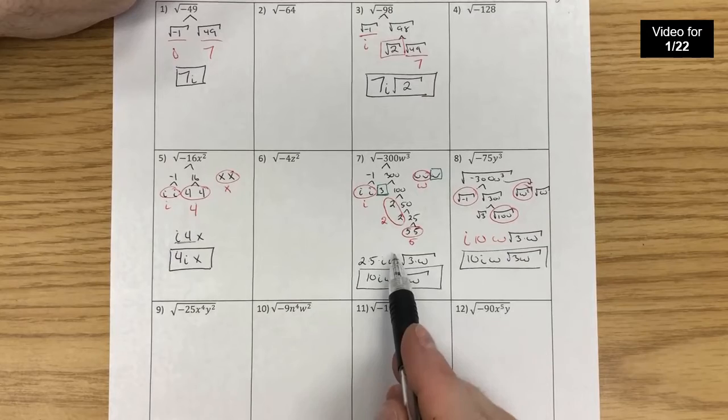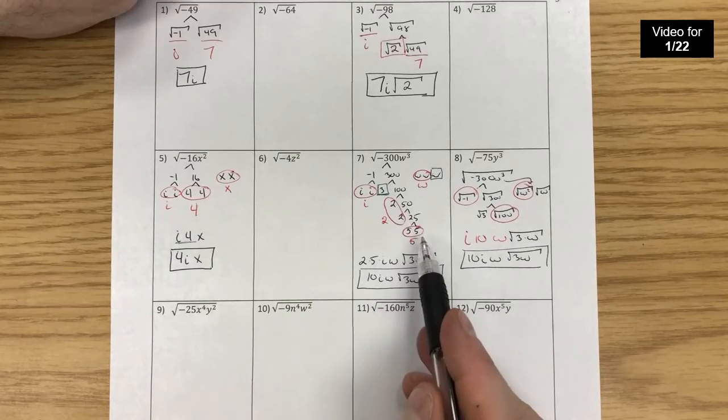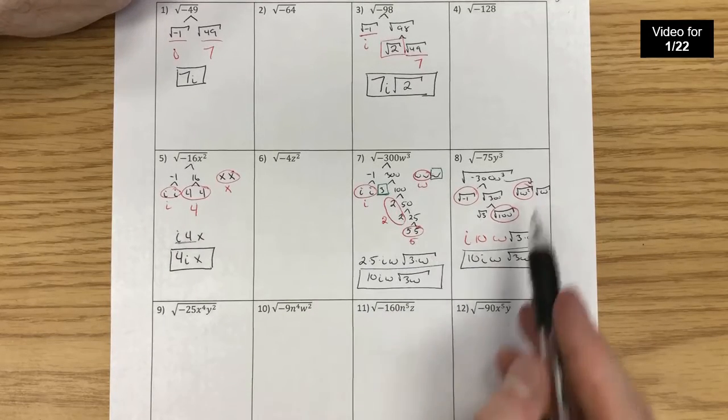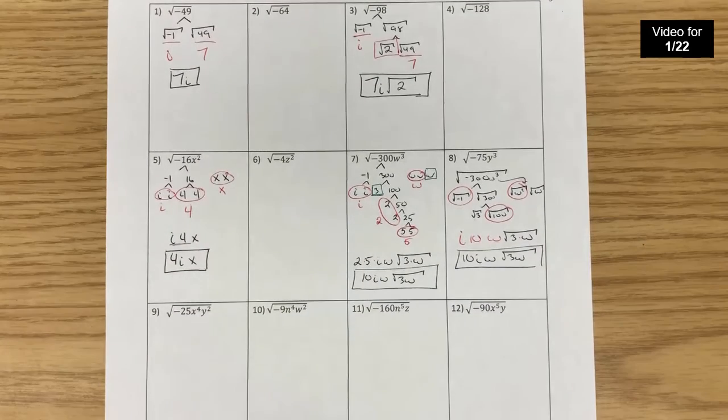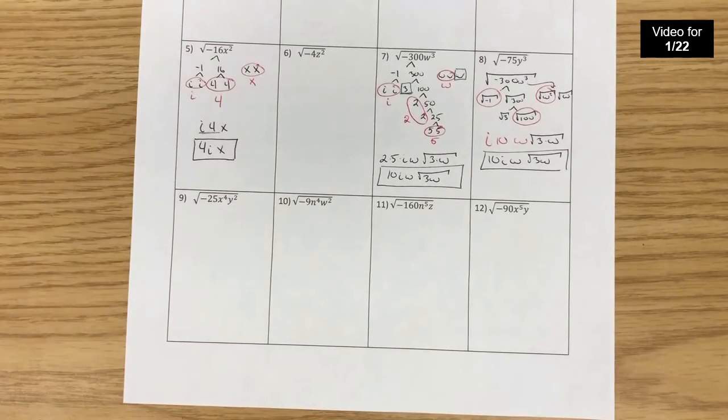Either way that you do this, with the split factors, where you circle pairs of numbers, or if you just recognize where your perfect squares are, you can do either way. So what I want you to do is I want you to try out number 9 and number 11. I want you to pause the video, give them a shot, resume it when you're done, and see how you did.